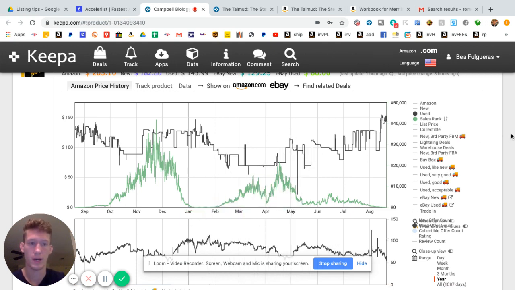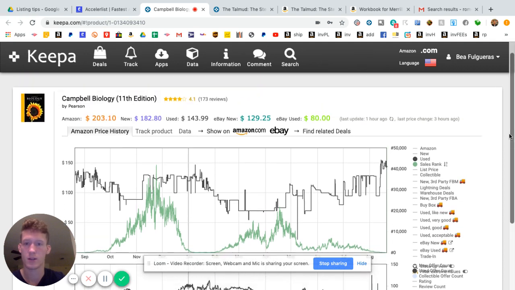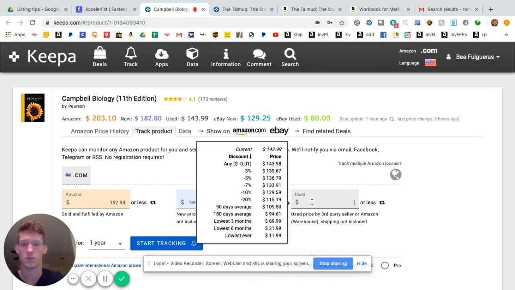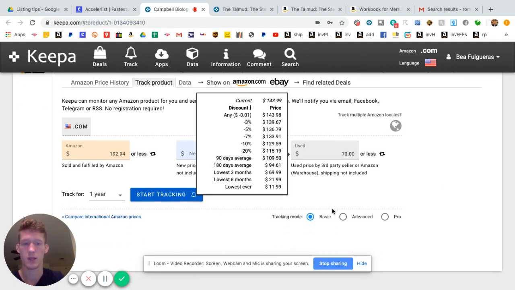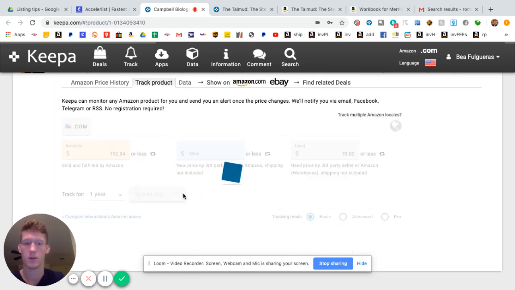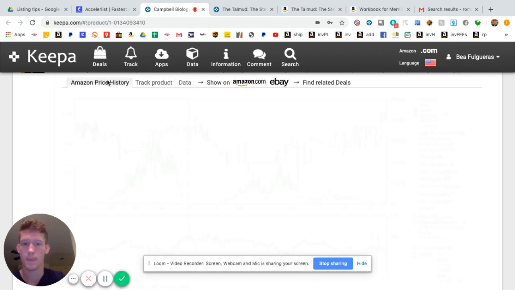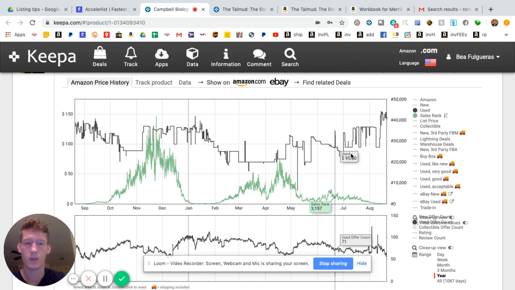Here's a little golden nugget. You can actually track products right here. When the used price goes below 70, I want to be notified. And I'll purchase the book and I'll send it in for $150. There we go. Okay.